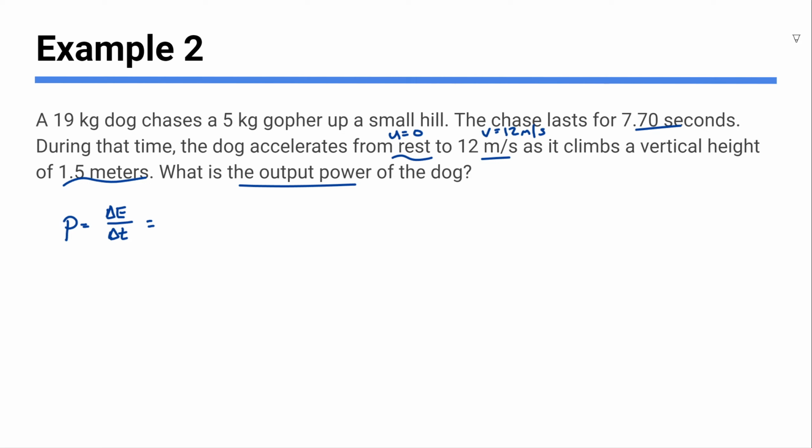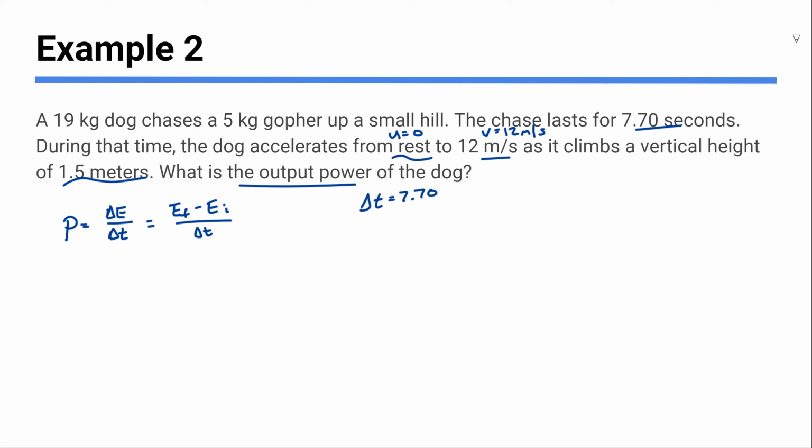Change in energy over change in time is what power is. Joules per second is what we want. And up top, we want really the work, and the bottom is how fast the work is done. Okay, so change in energy would be final minus initial energy. That's how we do a change. And delta T is the amount of time that goes by. The delta T is going to be 7.7 seconds because that's how long it takes to do this work, this transfer of energy.